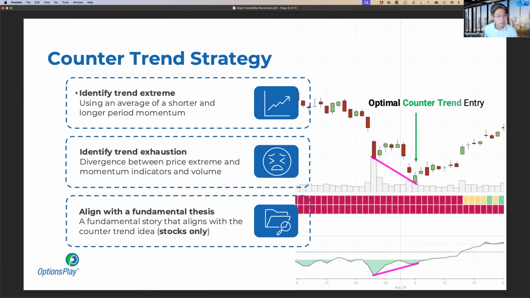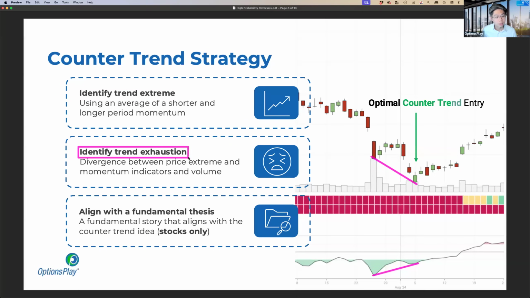The first one is creating a custom indicator like what I just suggested, using some type of way to identify trend extremes that's more reliable than the standard indicator. And I just happen to find that averaging out two momentum indicators that have two different time frames is far more reliable. But like I said, that in itself is not quite enough.